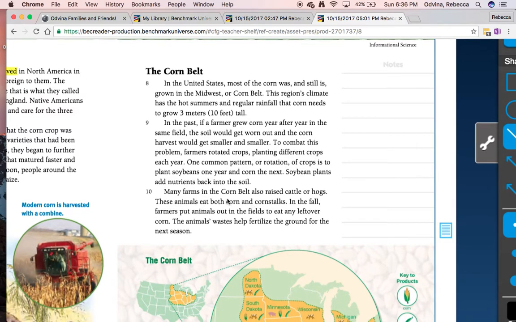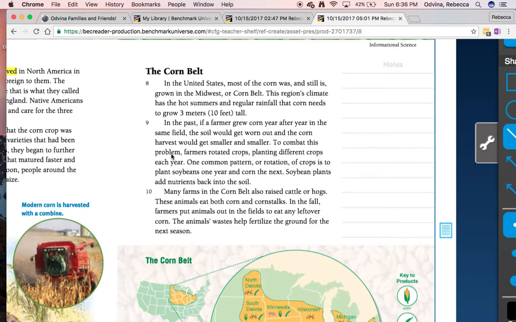Many farms in the Corn Belt also raise cattle or hogs. These animals eat both corn and corn stalks. In the fall, farmers put animals out in the fields to eat any leftover corn. The animals' waste helps fertilize the ground for the next season.